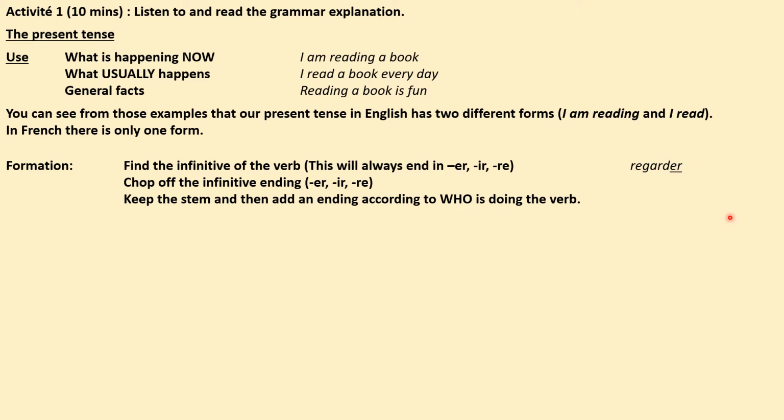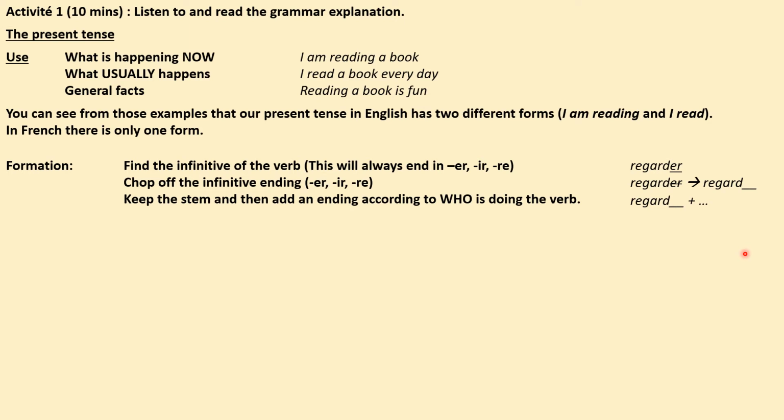Your next step is to chop off the infinitive ending. So you're going to chop off that er, and all you'll be left with is regarde, which is the stem of the verb, the bit with the meaning. Keep that stem and add an ending according to who is doing the verb. So it can be said that the stem contains the meaning, the action, and the ending is the bit that shows us who is doing the action.